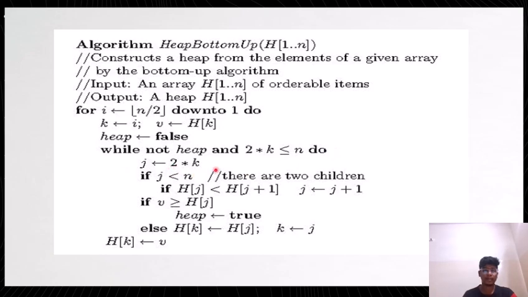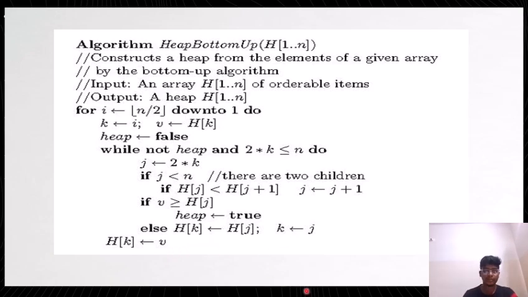Next line j equals 2 times k, where j is the left child of k. Here, the if condition checks if the right child exists, that is j is less than n, and it's larger than the left child, then j is set to the right child. Next, another if condition where heap is set to true. If the value v is greater than or equal to its largest child, the heap condition holds and the loop can stop. Otherwise, move the larger child up to replace it and continue down the tree, shifting v down. Finally, we place v in its correct position to maintain the heap property.